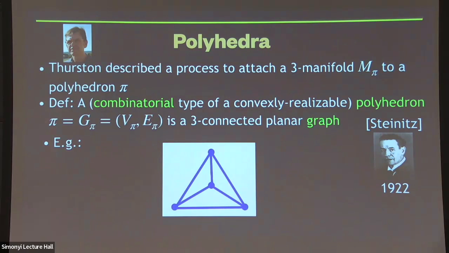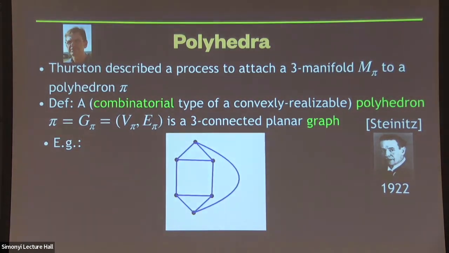So everyone knows what this is. It's a planar graph. Three-connected means that if you remove at most two edges, it's still connected. Three edges, of course, you can make it disconnected if you take them out. But everyone can see what this is. It's a tetrahedron, obviously.